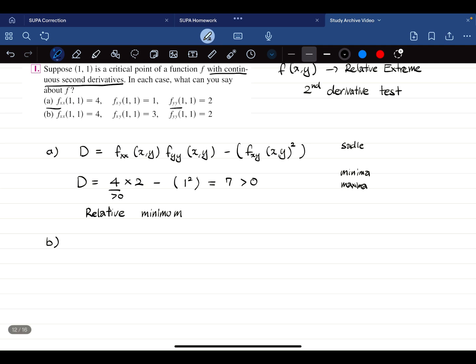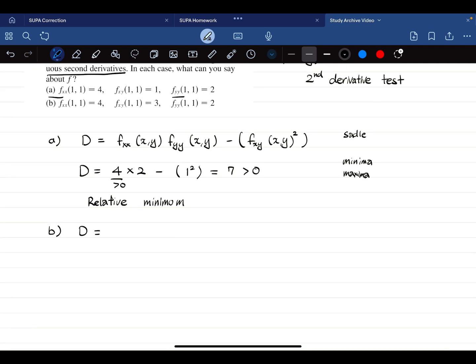Now for b, we know D equals f_xx, which is 4, times f_yy, which is 2, minus f_xy squared, which is going to be negative 1. And so D is less than 0, and so now we know this is a saddle point. Pretty easy.